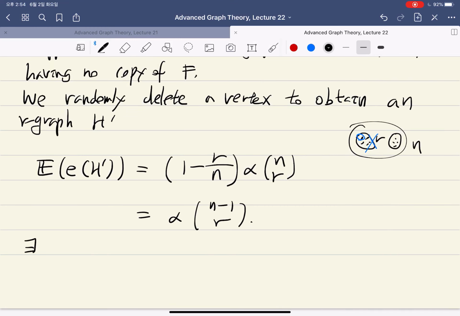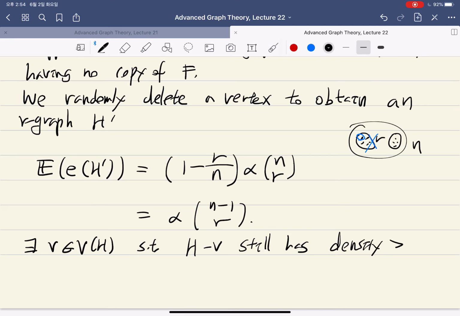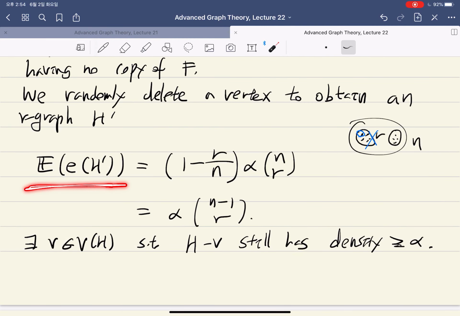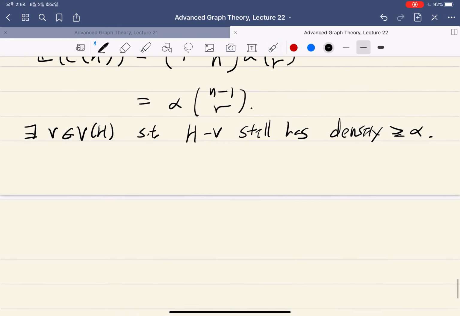So there exists a vertex v such that H minus v still has density at least alpha. So expectation is this much, which means that there exists a choice which does better than or equal to the expectation.